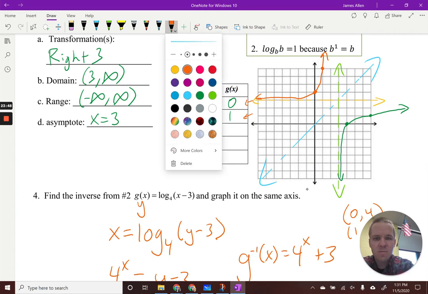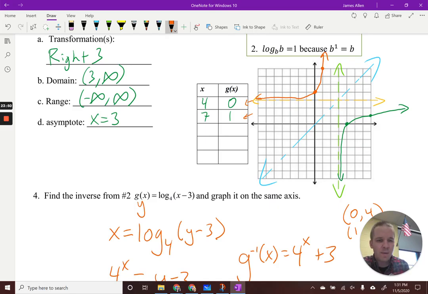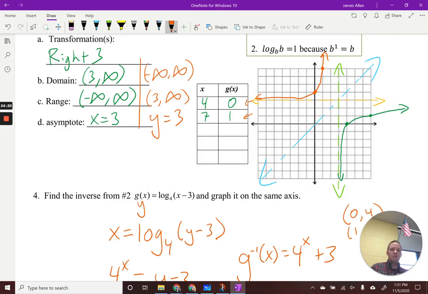Why don't I toss in my domain and range while we're at it? Well, my domain is going to be from negative infinity all the way to positive infinity. My range, I'm getting as low as almost 3, right? It's approaching 3. It never gets there, and goes up to infinity. Did I say negative 3? Hope I didn't. Positive 3. Never quite gets there. And then lastly, my asymptote is y equals 3.